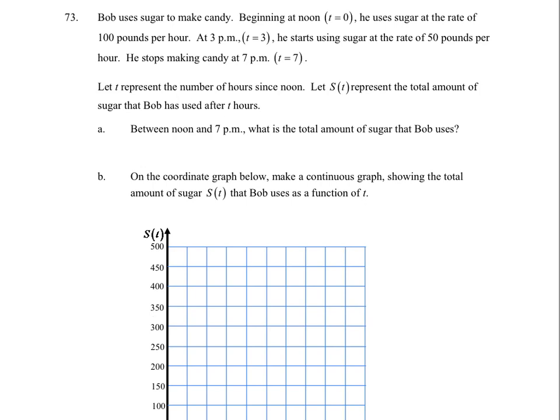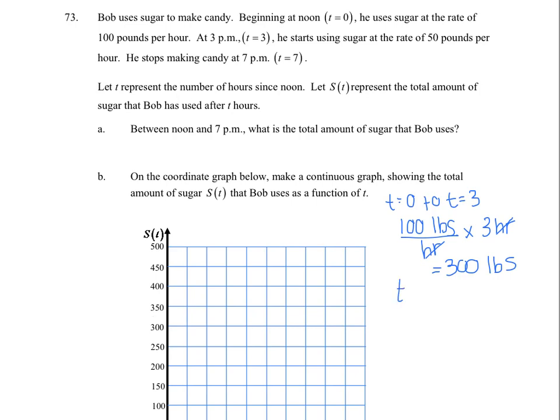Well, from noon, t equals 0, to time t equals 3, he's using sugar at the rate of 100 pounds per hour. So from t equals 0 to t equals 3, he's using 100 pounds per hour times 3 hours. 100 times 3 is 300, so he's using 300 pounds.